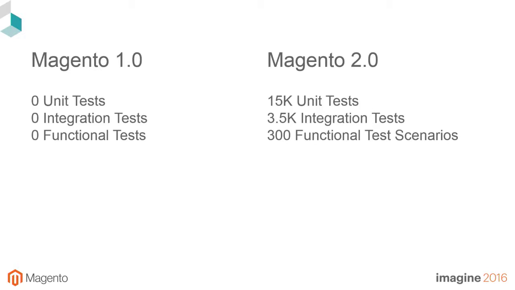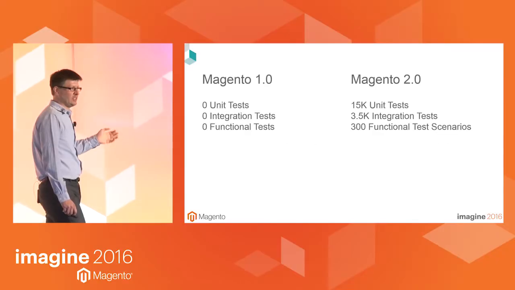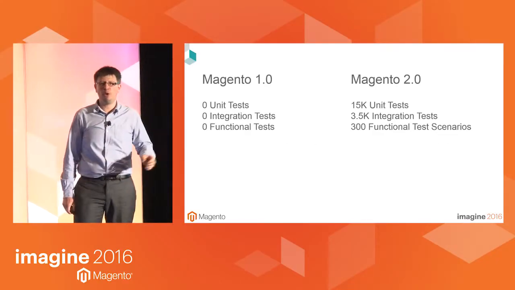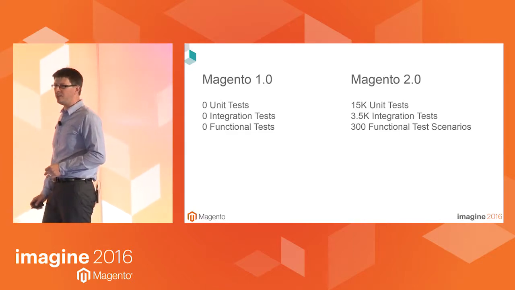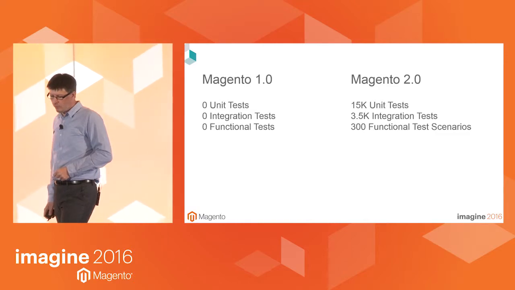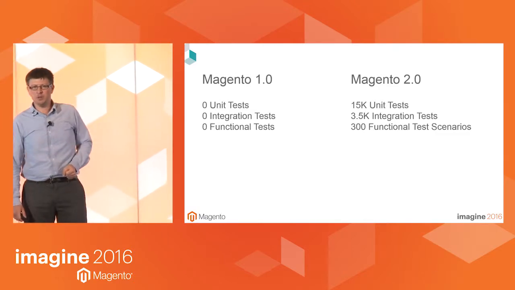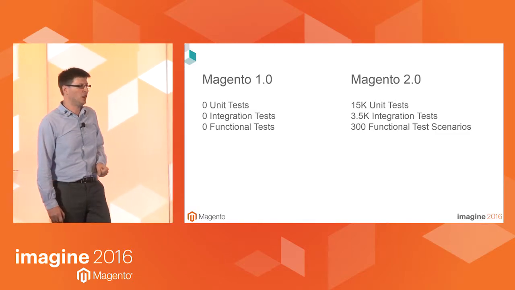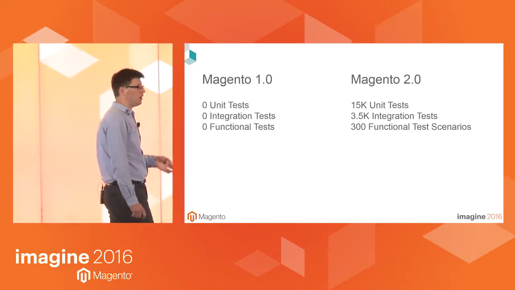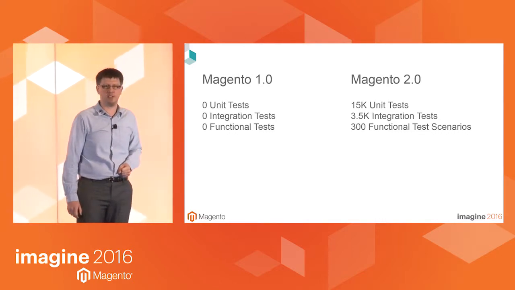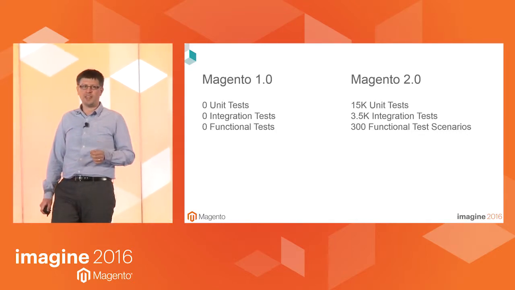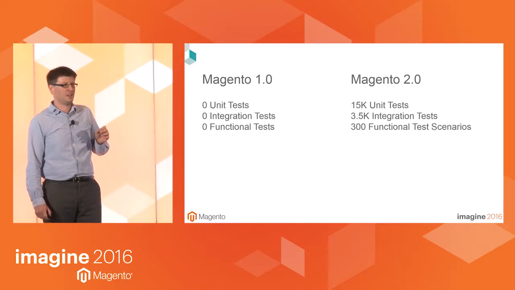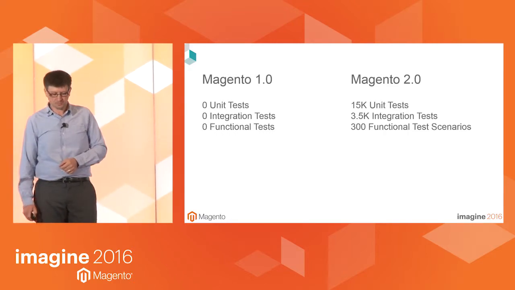Moving on to highlighting some of the scope of the investment I've been seeing in Magento 2. I've highlighted here when Magento 1.0 was released, how many unit tests did we have? Pretty much 0. Same for integration tests and same for functional tests. Moving on to M2, we have a huge range of unit tests out of the box, a whole lot of integration tests, and also functional test scenarios. And again, the beauty of this is we can reuse that investment for our own code.